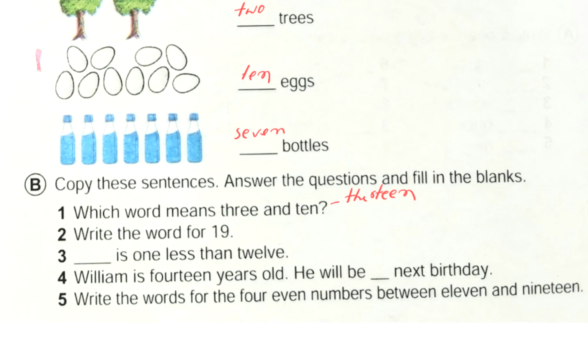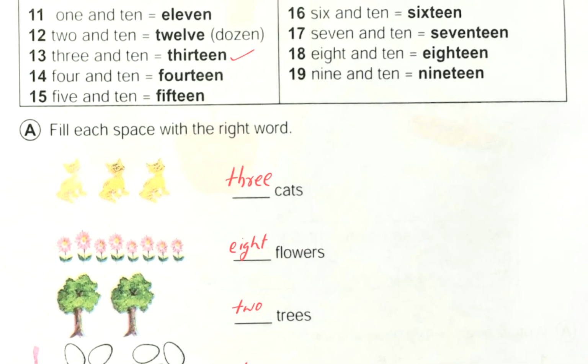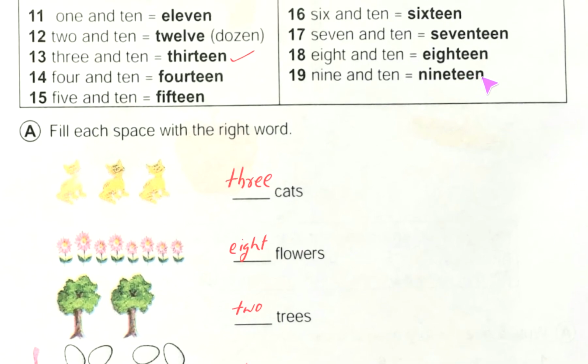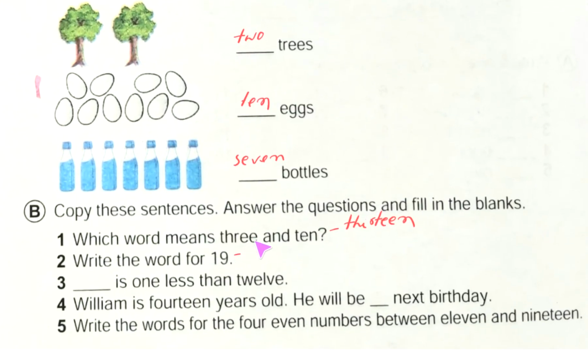Write the word for 19. Spelling of 19. If you haven't memorized it yet, now see and try to memorize that one. 19, NINETEEN. Teen. In all the places, the teen spelling is the same. TEEN. Just before it you put 9. Then it will be 19. So let's write here 19.